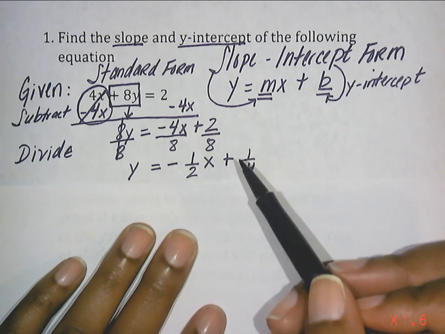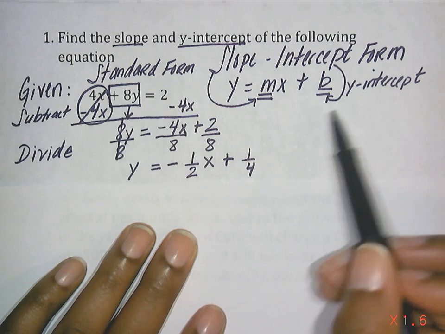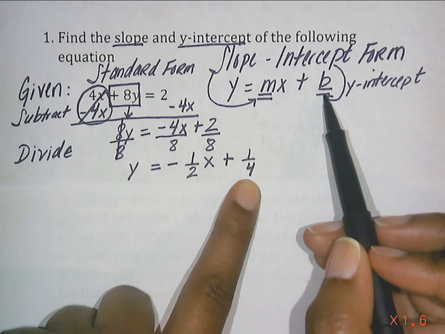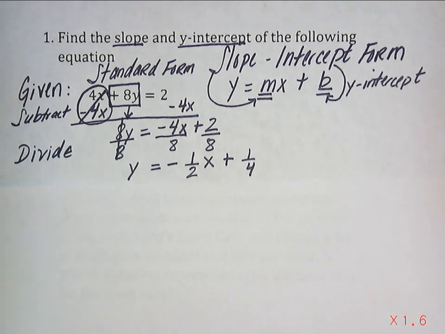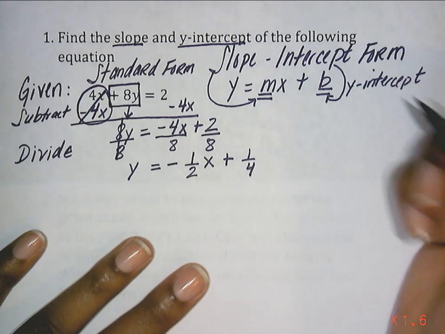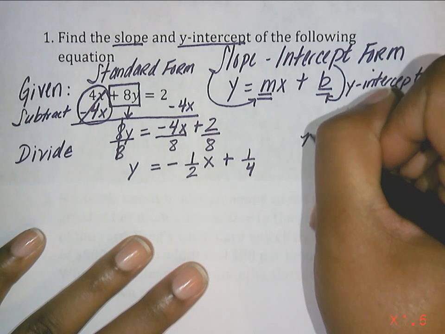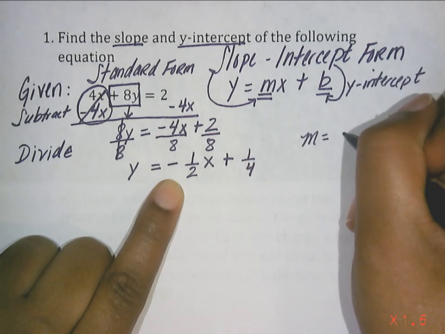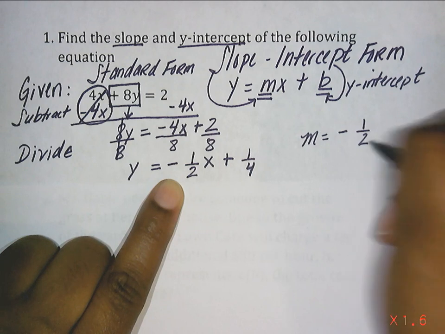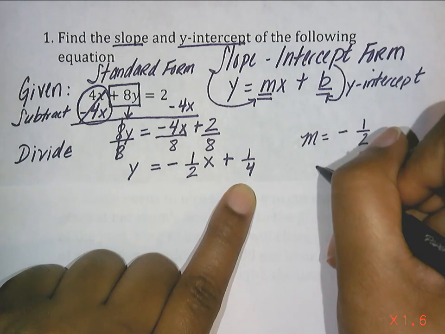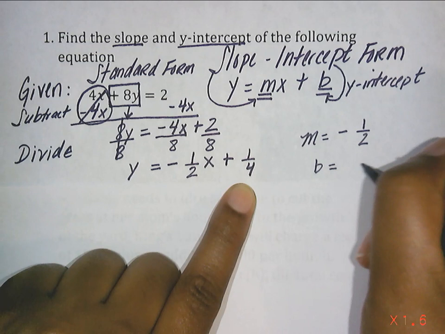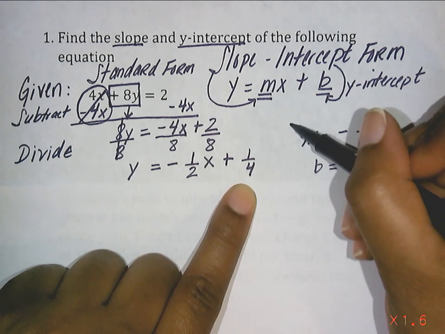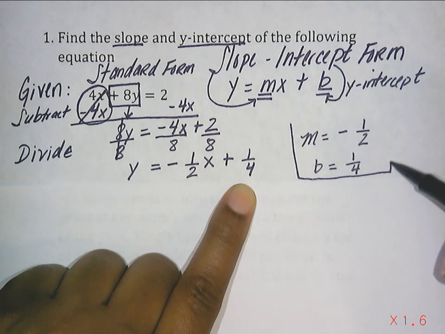Now, this is in the same order as this. We have a number in front of x. We have a number for b. And so here's what we've just come up with. The slope, in this case, written with a lowercase m, is a negative half. And then b, in this case, which is our y-intercept, is a positive 1/4. So with that being said, we are done with this problem.